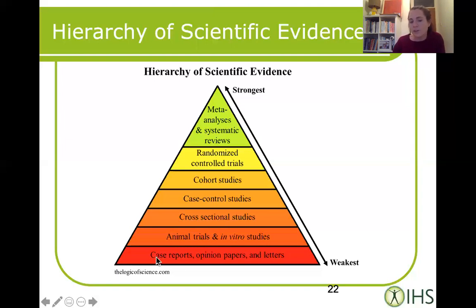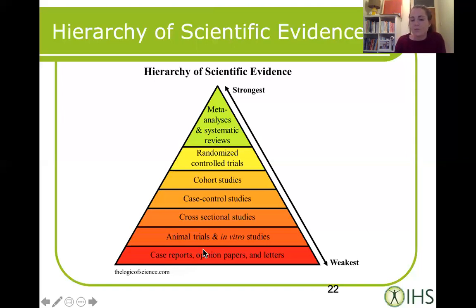So what I'm trying to show you here is these are the types of information. Whilst they are considered the weakest form of evidence, they still have a role within healthcare. They're just more susceptible to bias, and that's why they're considered a weaker form of evidence.